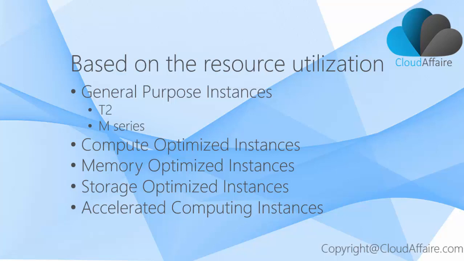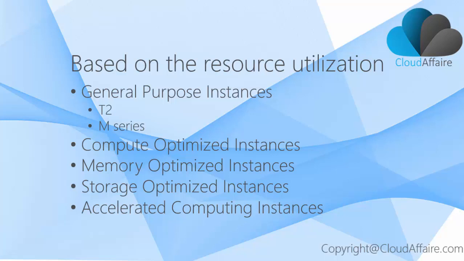The T2 instance can be further divided into two segments: T2 Standard and T2 Unlimited. T2 Standard instances can only operate at burst level performance if you have a sufficient credit balance. On the other hand, T2 Unlimited can provide burst level performance even without sufficient CPU credit, provided the average CPU utilization over 24 hours is below the baseline. If average CPU utilization is above baseline, then additional charges will apply.